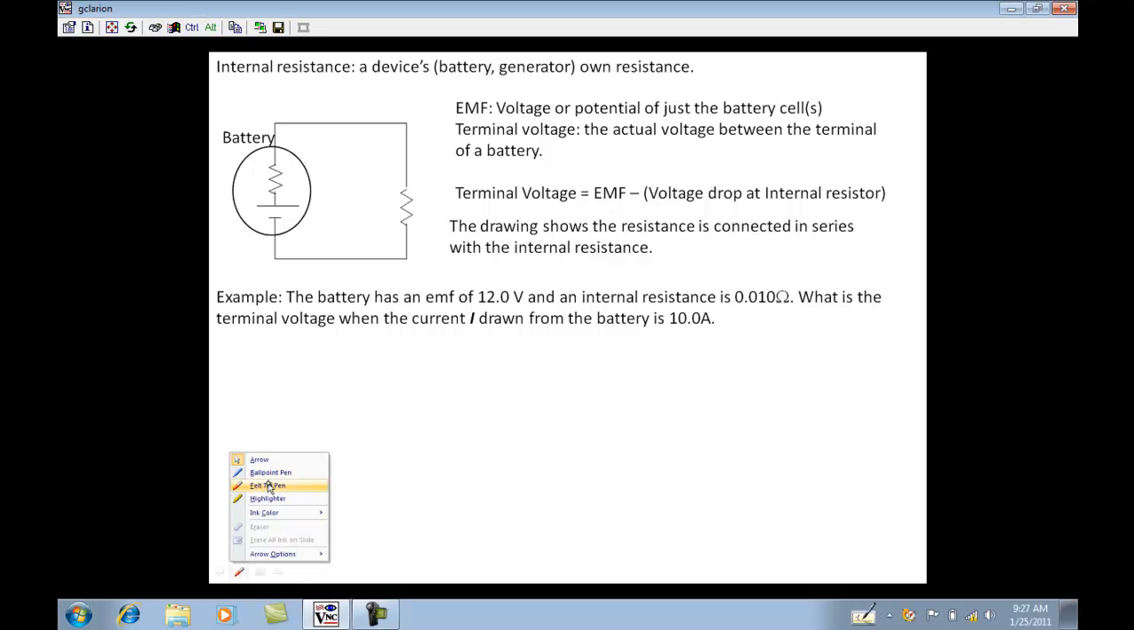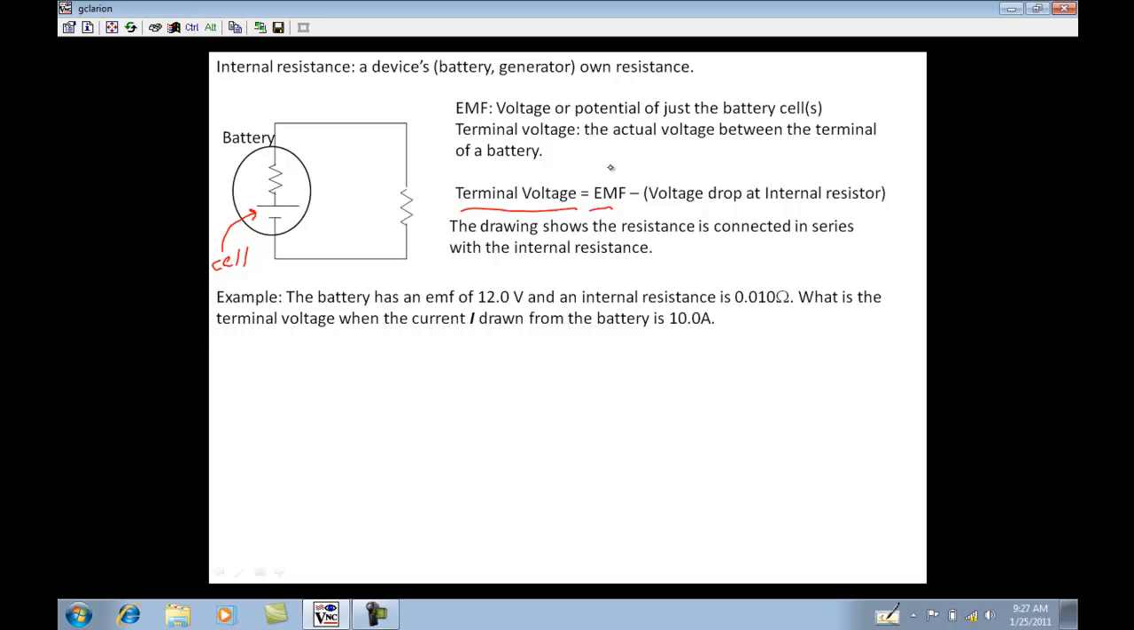So this entire battery here consists of the cell. All right, so that's called a battery cell. That provides the actual voltage. But because the battery itself has its own resistance, we have to consider that part of the battery. All right. So the EMF is a voltage or potential of just the battery cells. The terminal voltage is the actual voltage between the terminals of the battery. Okay. So the terminal voltage is the EMF delivered by the cells, which is just another term for voltage.